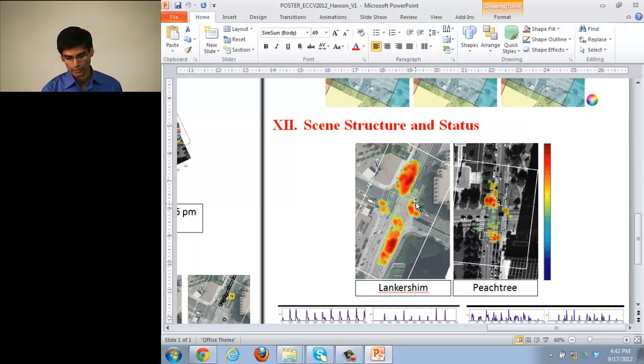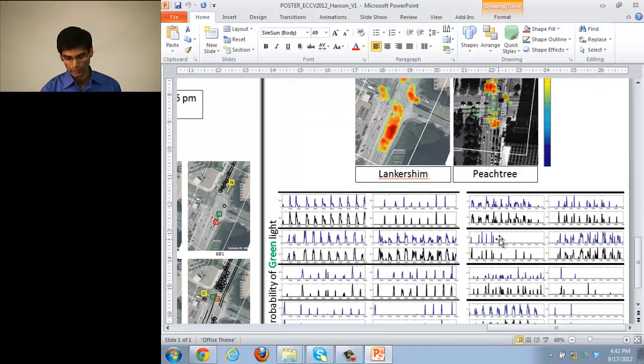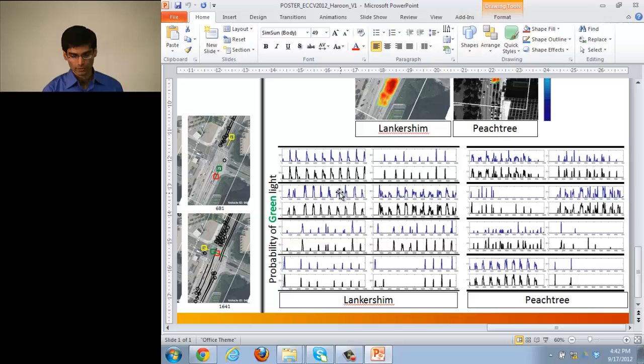As you can see, this is the intersection, and here the vehicles queue up before the intersection, and these are the correct locations. And we also find the typical times at which the vehicles stopped, and this corresponds to the probability of green light. The blue is the proposed method and black is the ground truth, and these are the results for two data sets. As you can see, they are aligned and are correct.